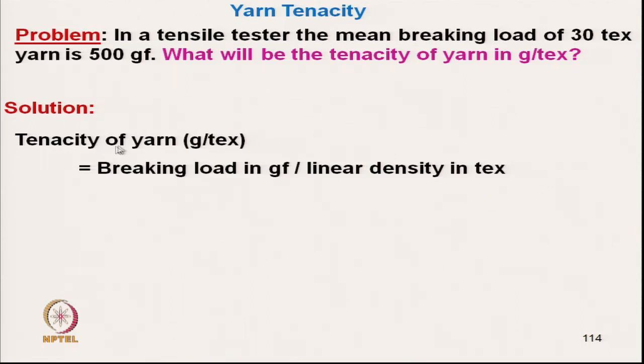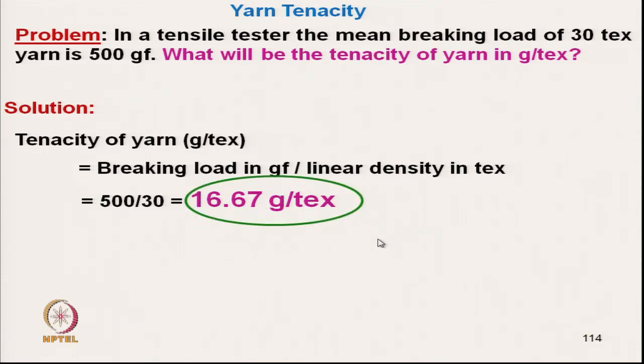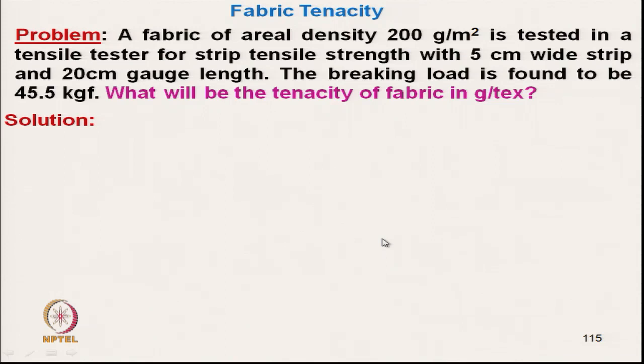So, we can simply divide the gram force by tex, and it will give us the value 500 divided by 30, it is 16.67 gram per tex. Okay. This is the result. Now, next numerical is that it is a fabric tenacity.